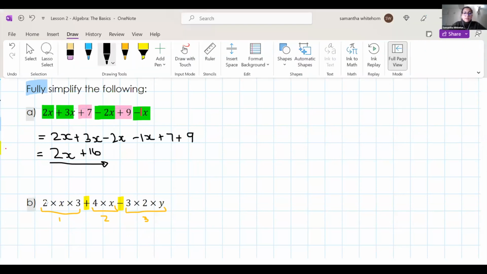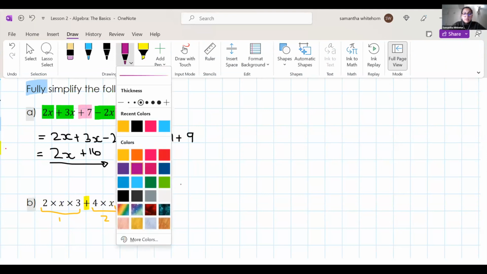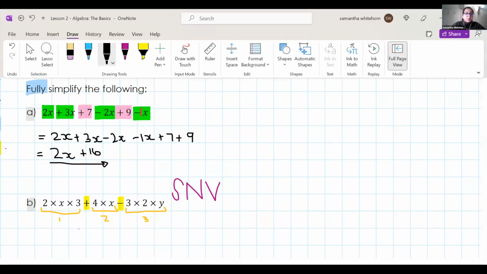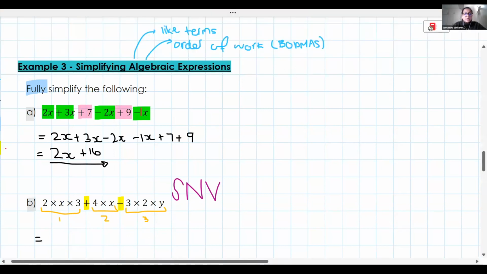So term 1, everything here is positive, and the reason I'm saying that is because we need to remember our SNV, signs, numbers, variables, when we multiply or divide. Everything's positive. So positive times a positive is a positive. If we move on to the numbers, there is that 1 in front of the x. So 2 times 1 is 2, times 3 is 6. And then we've got our variable x. Second term, positive 4 times positive 1 is positive 4x.